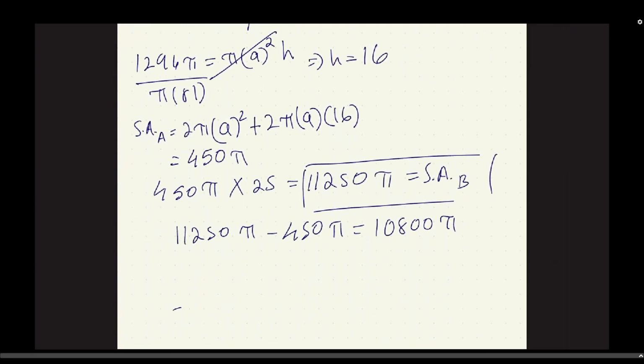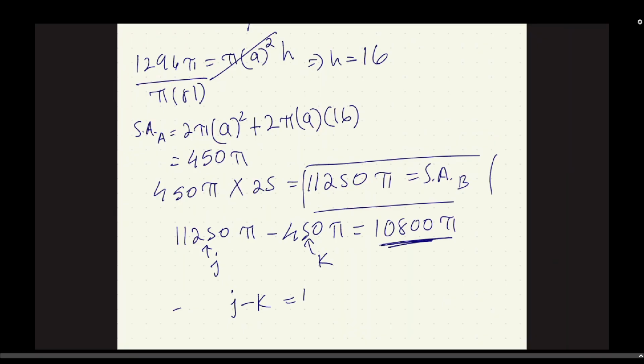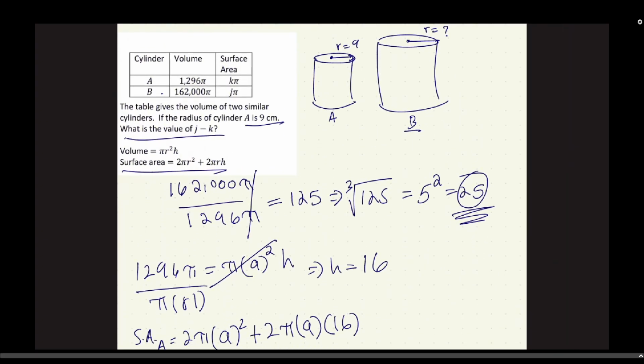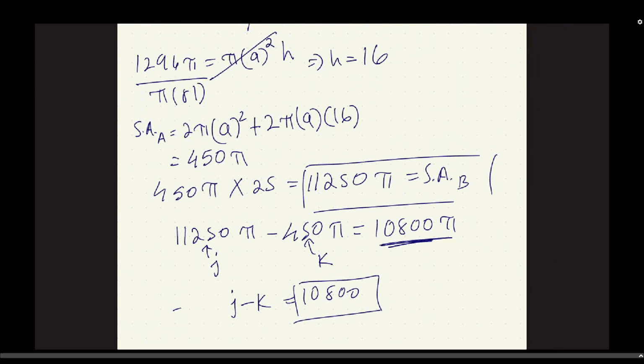So 11,250 is J in this case, and 450 is K. If we want to find the difference between them, J minus K, we get the value 10,800. So J minus K is 10,800. So this is the fastest way to solve this problem.